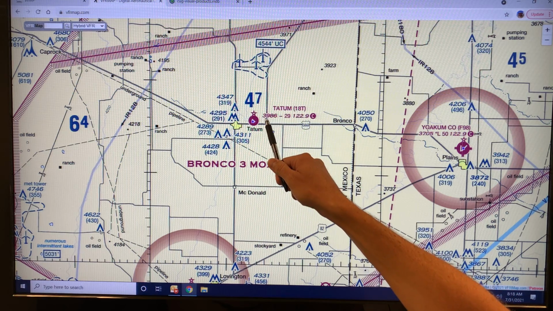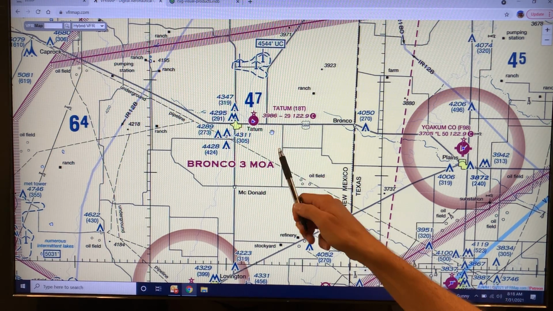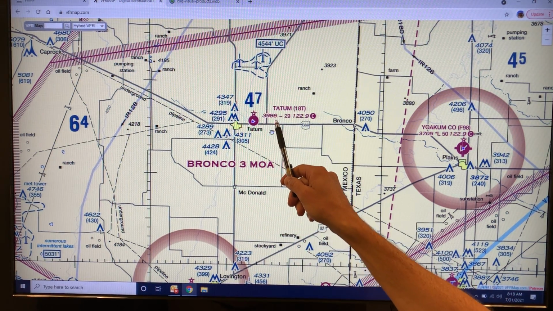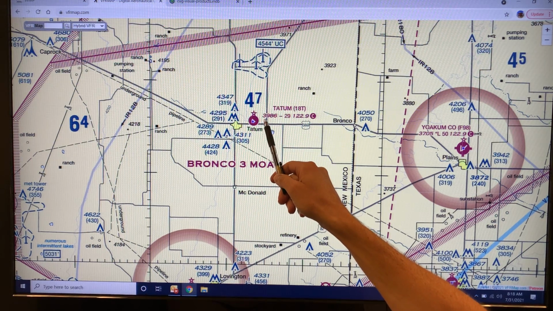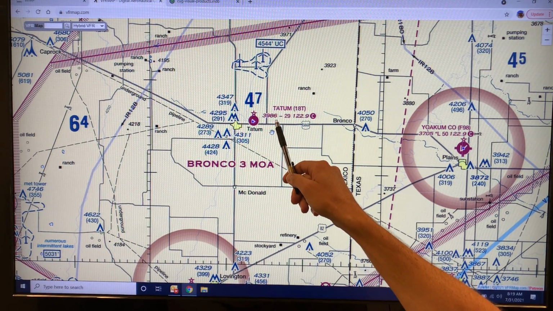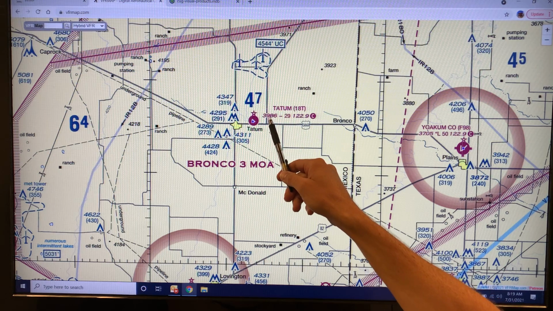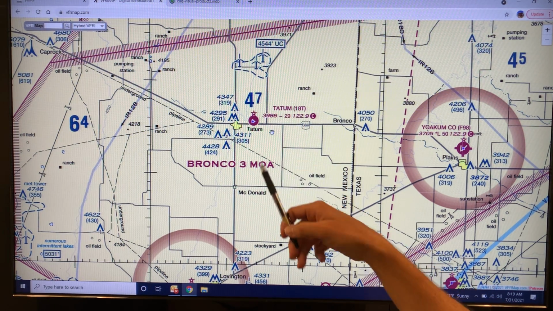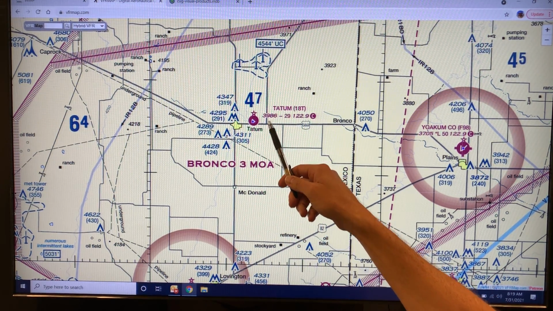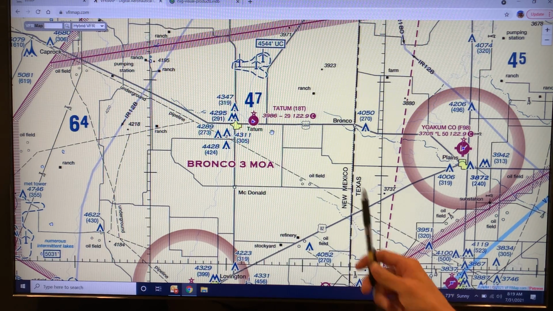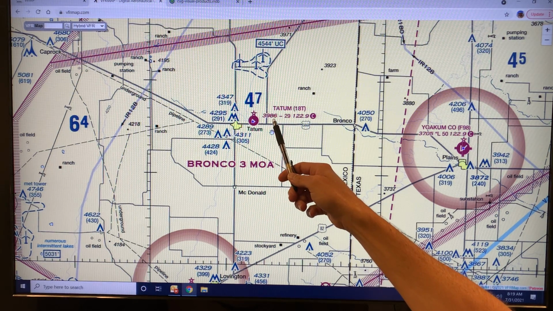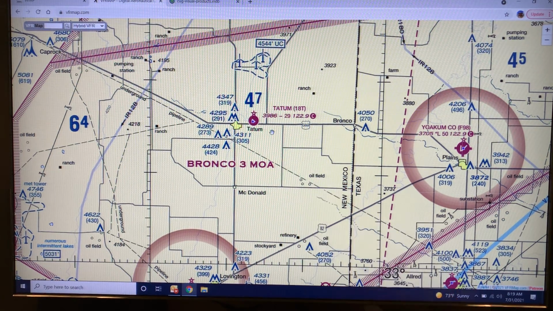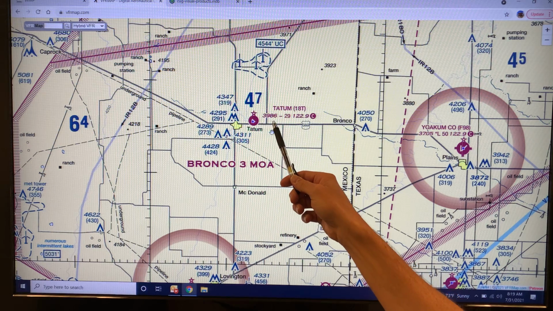All right, go down to the next line, 3986. That is the elevation of the airport in MSL. So the field elevation at the Tatum Airport is 3,986 MSL. That means your altimeter, when you're on the ground with the proper setting, should read 3,986 or thereabouts. Generally what you do is round that to 4,000 feet. So it's about a 4,000 foot elevation, 3986.